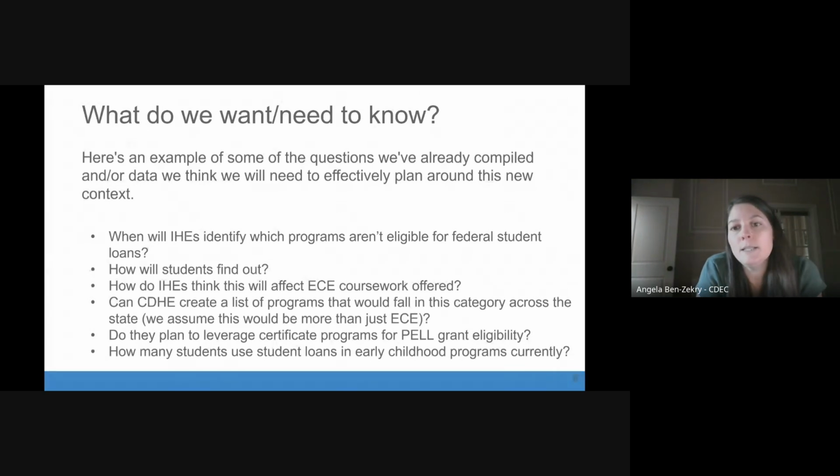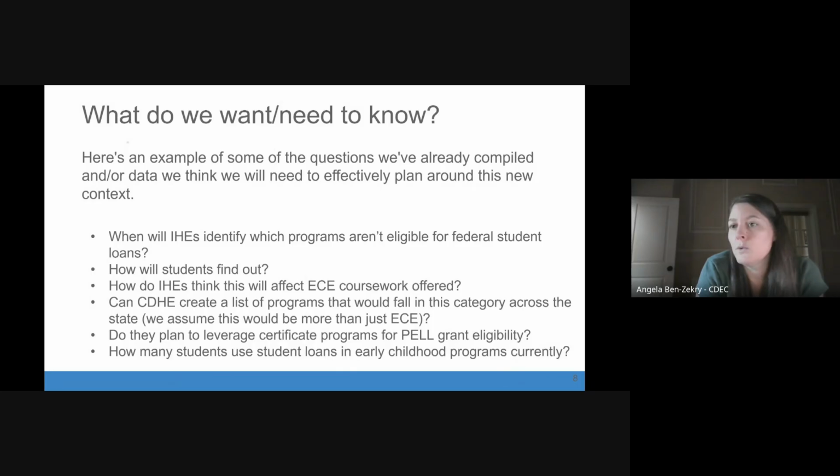So here are a few examples of some questions on what we think we want or need to know about this. And again, these are not final. These are up for feedback. And again, we want to grow this list of questions to make sure that we can have a thorough action plan to identify risks about our higher education programming in Colorado.